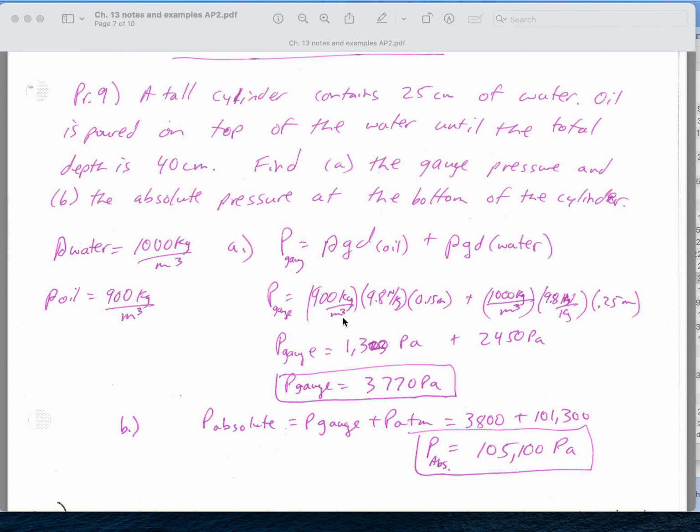So in this case, we've got 900 kilograms per cubic meter, 9.8 newtons per kilogram, 0.15 meters of oil. And this is in a table earlier in the textbook, so you will need to refer back to that table in chapter 13. Then 1,000 kilograms per cubic meter, 9.8 newtons per kilogram, 0.25 meters of water. So we get, I think this was 1,320 plus 2,450, 3,770 pascals. If you want to find out the absolute pressure, we have to add in the pressure of the atmosphere. Here I happen to use the official version from the textbook, which is 101,300, so I get 105,100 pascals.